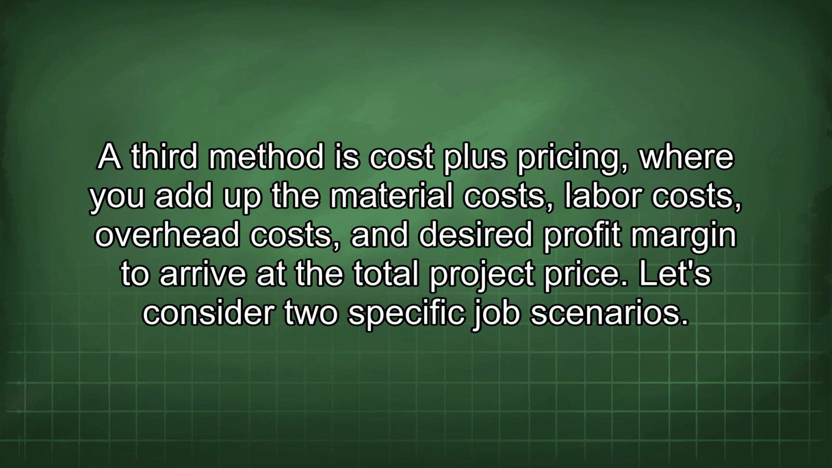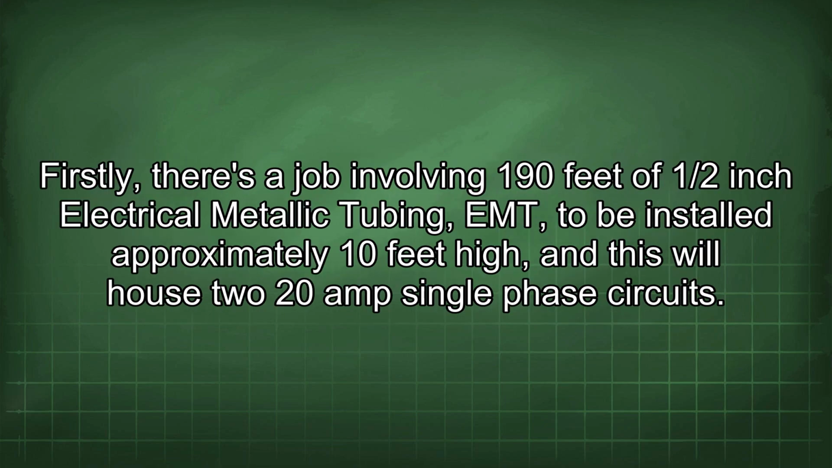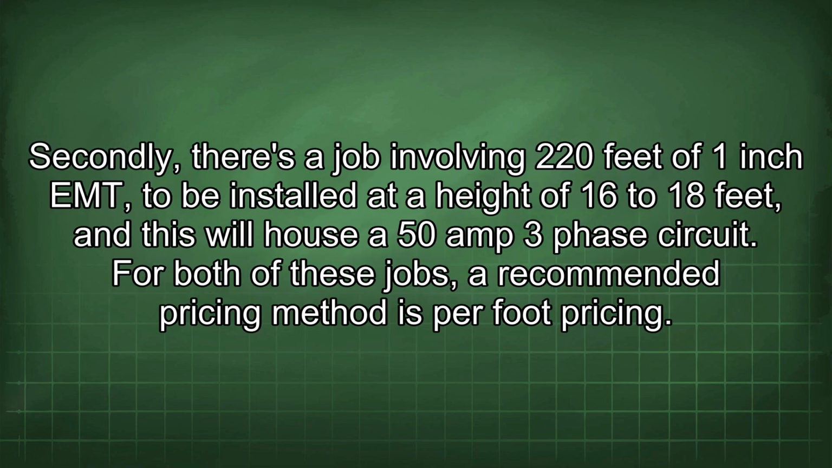Let's consider two specific job scenarios. Firstly, there's a job involving 190 feet of 1/2-inch electrical metallic tubing, to be installed approximately 10 feet high, and this will house two 20-amp single-phase circuits. Secondly, there's a job involving 220 feet of 1-inch ENT to be installed to a height of 16 to 18 feet, and this will house a 50-amp three-phase circuit. For both of these jobs, a recommended pricing method is per foot pricing.